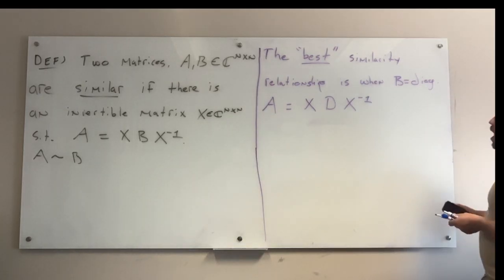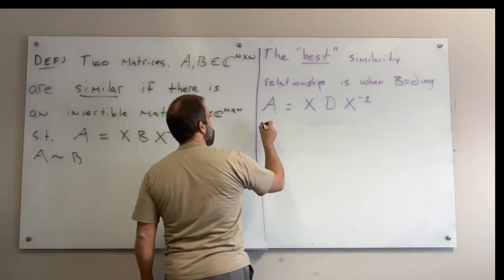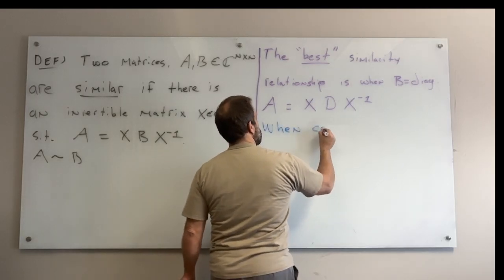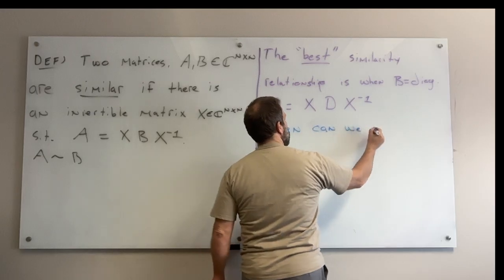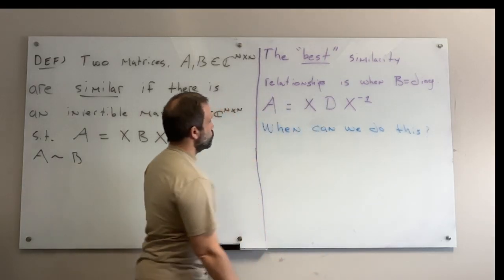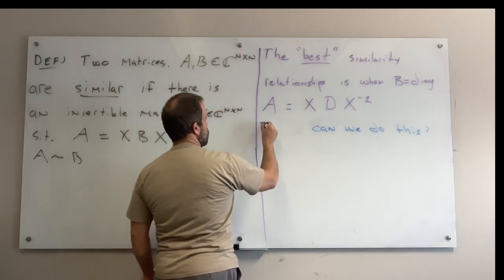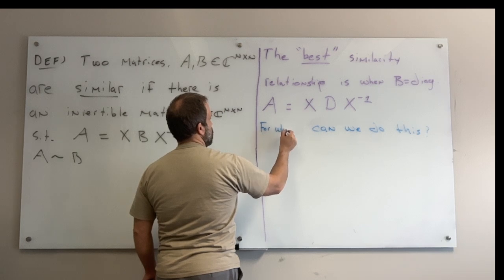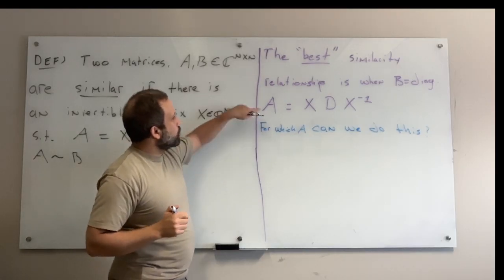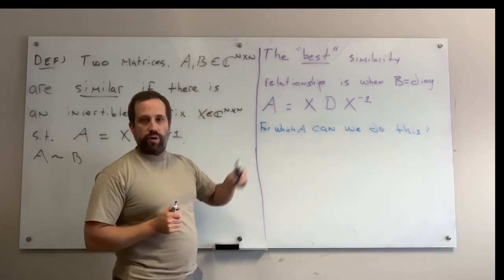Okay, so when is a matrix diagonalizable? So this is a great thing that we can do. So when can we do this? Or really, it should say, for which matrices can we do this? For which A can we do this? In other words, what are the properties that A has to have in order for there to be a diagonal matrix that A is equivalent to?